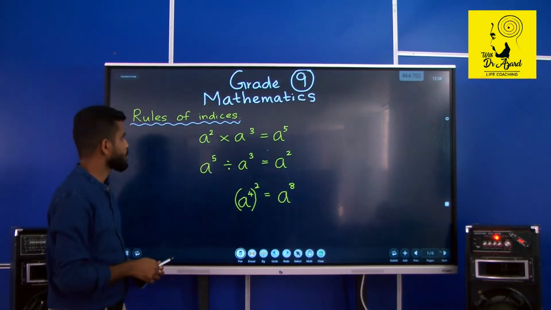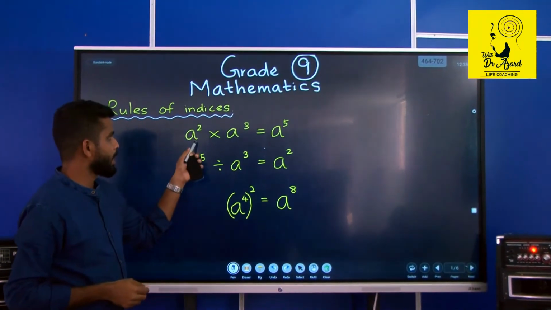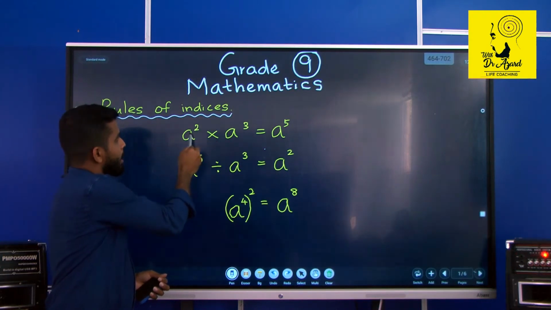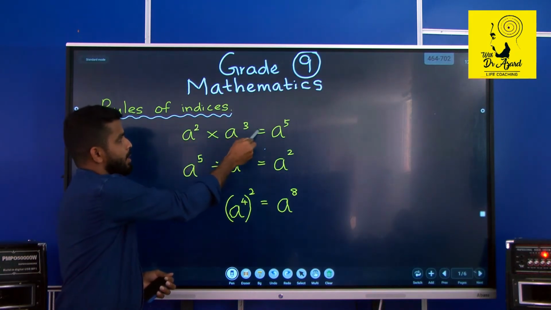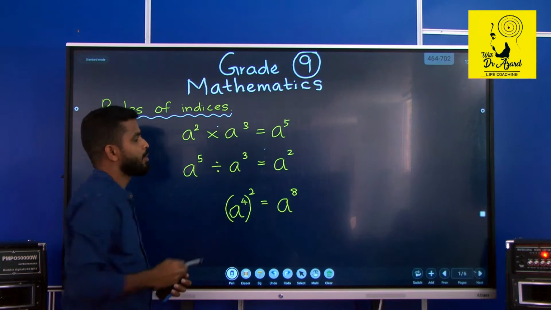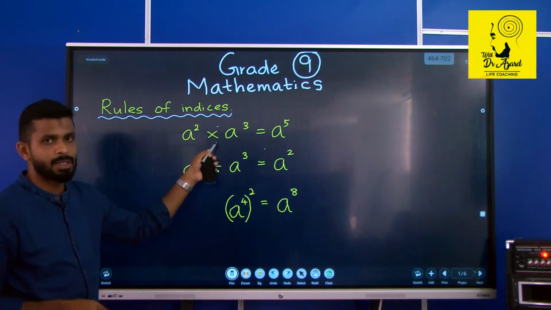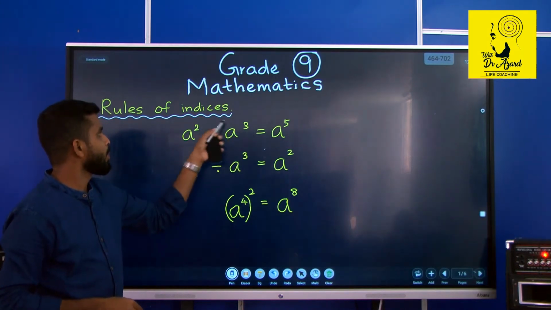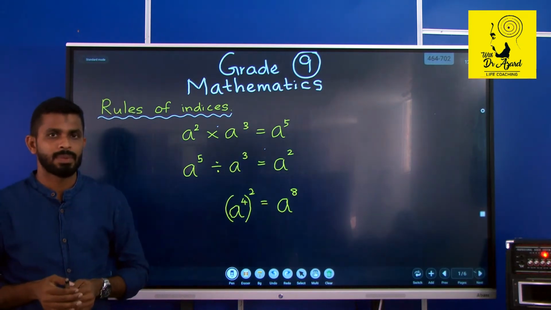See here, when you multiply the indices, when you multiply the powers, a to the power 2 times a to the power 3, the 2 and the 3 would be added, and therefore the answer would be 5. So a to the power 2 multiplied by a to the power 3: 2 plus 3 is equal to 5. The product is a to the power 5.